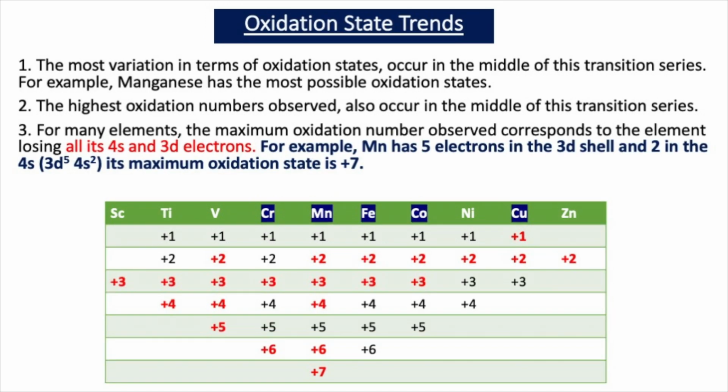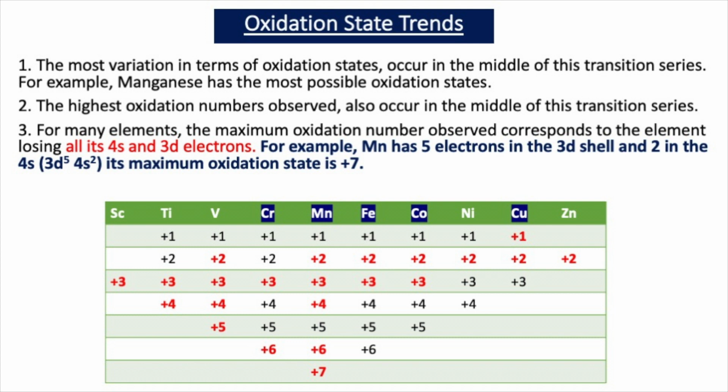Now, although we're not expecting you to learn this table of oxidation numbers, it is useful to understand the trends and patterns that occur within this first row of transition metal elements, sometimes called a series. Now, the first trend is that the most variation in terms of oxidation states occurs in the middle of this transition series. For example, manganese has the most possible oxidation states. Now, a second trend is that the highest oxidation numbers observed also occur in the middle of this transition series. Manganese has the highest oxidation number observed, +7.